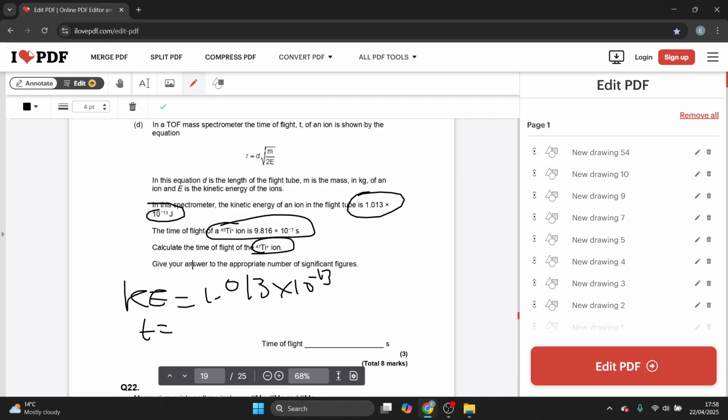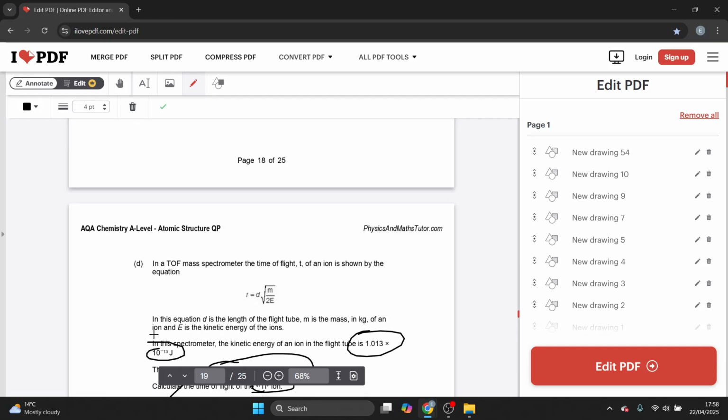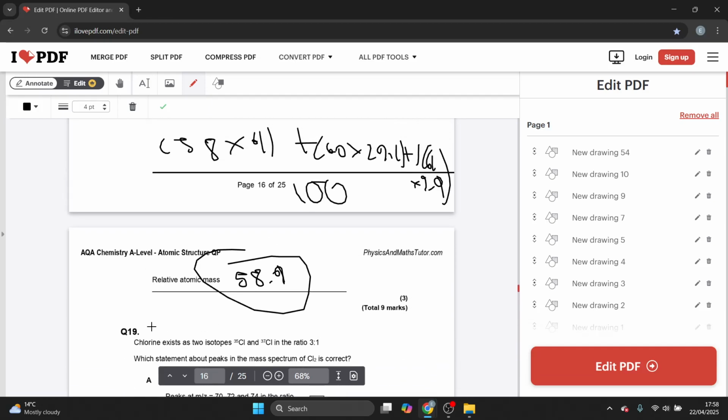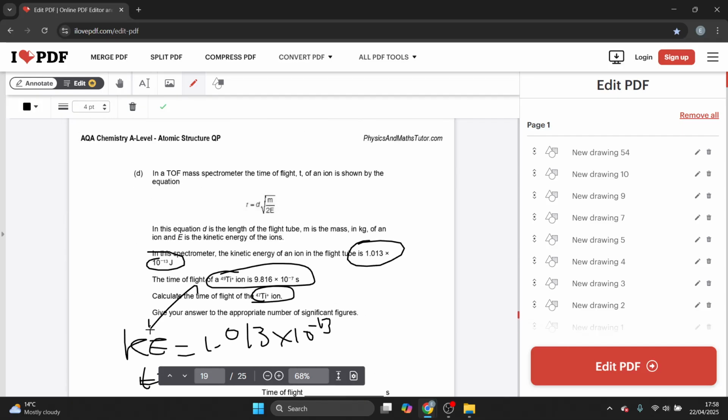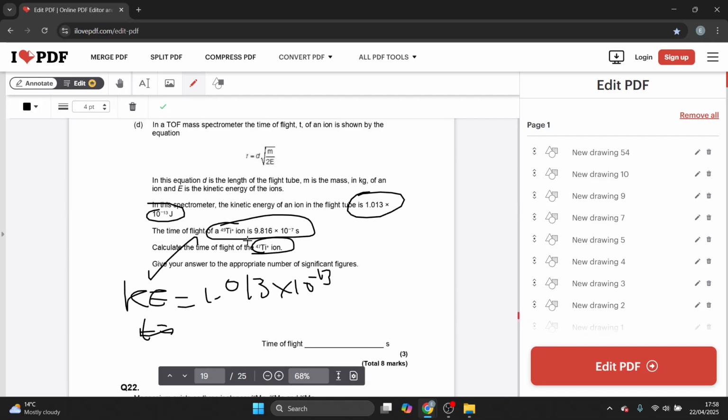Okay, so I've got the kinetic energy. Do I use any information? No, I don't think so. I want to calculate time of flight like this. What I need to do is find the distance. I think distance is going to be the connecting barrier between these two ions.